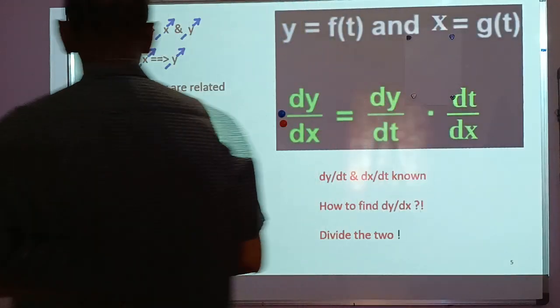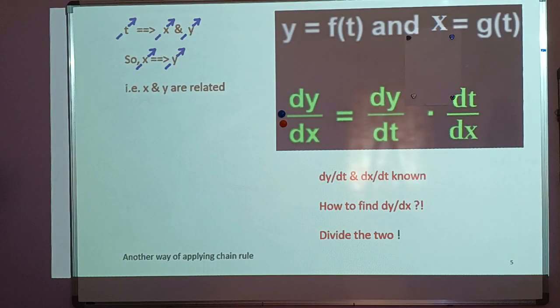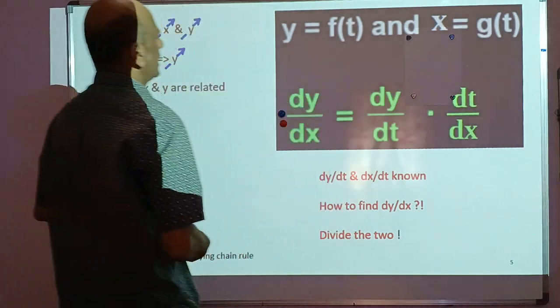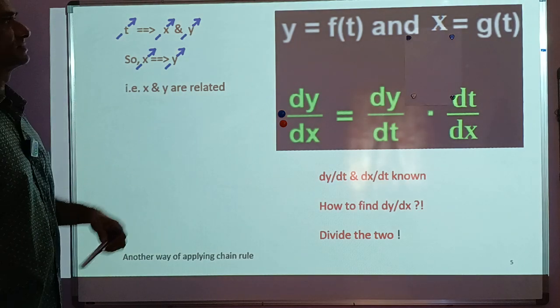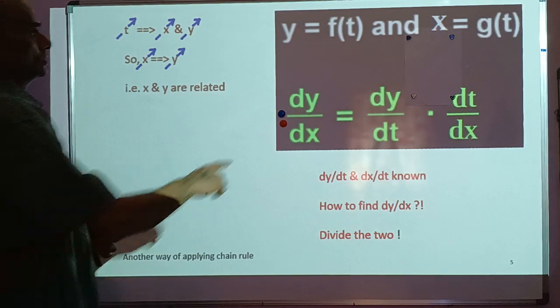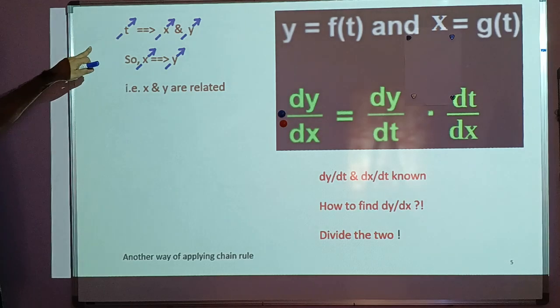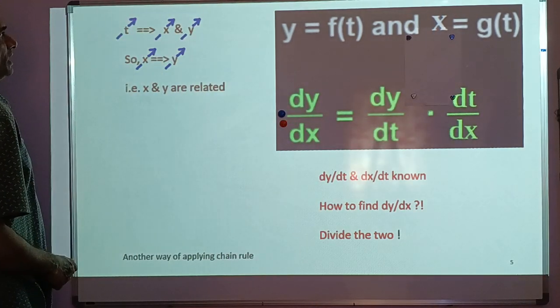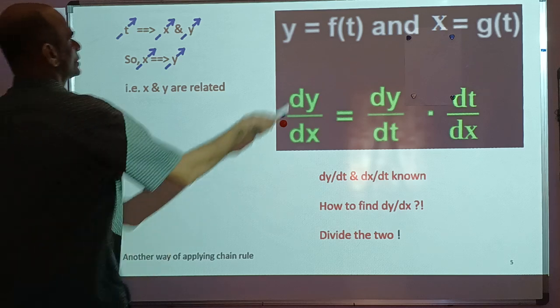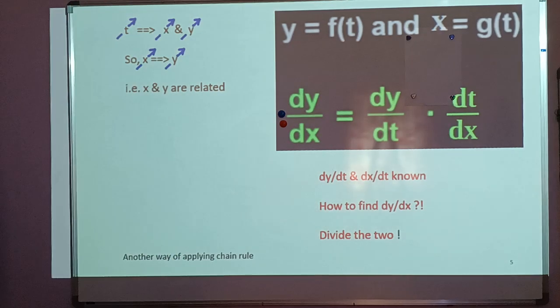Another way of defining the function is x is a function of t, say g of t, and y is also another function of t, f of t, and we have to find dy by dx. So this means when t changes, the value of x will change according to this relation, and when t changes, y will change according to y equal to f of t.